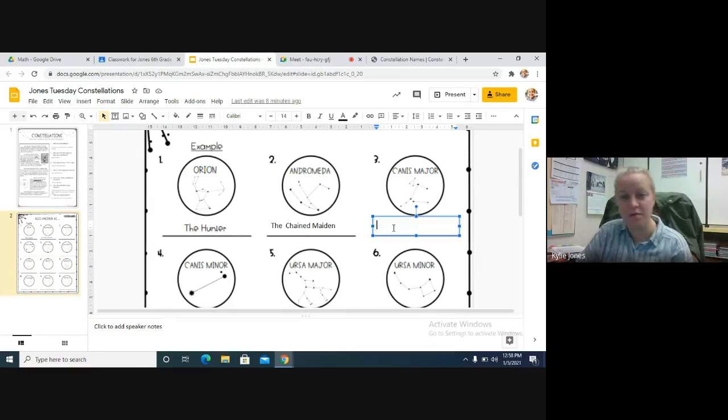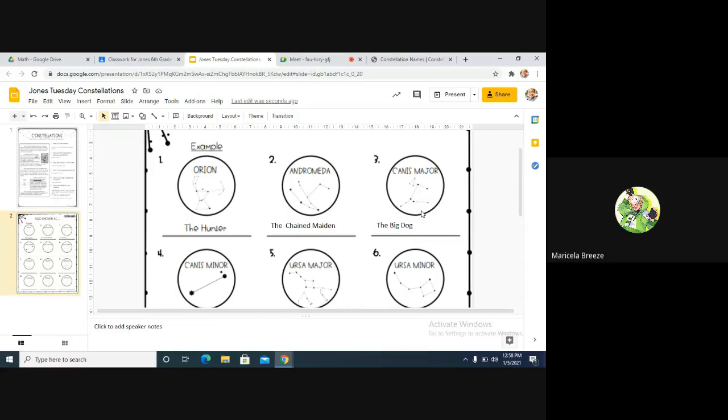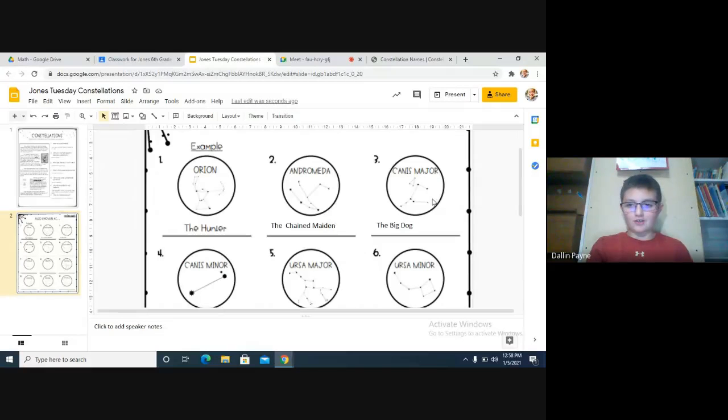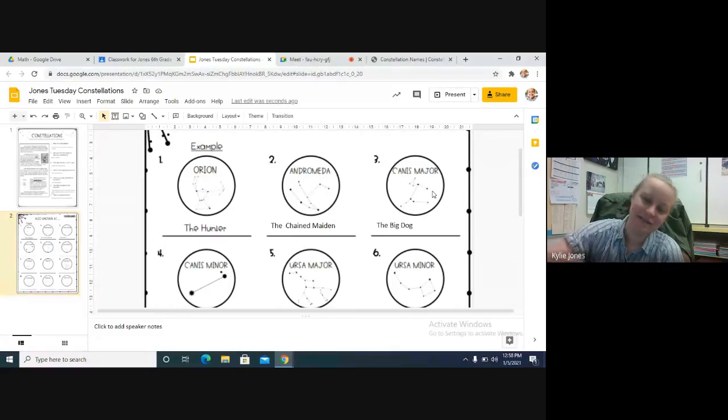Alrighty, so for number 3, Canis Major. What did you guys get for what that is also known as? The big dog. A big dog. And then if you look at the picture, do you guys see a dog in it? Yeah. If you turn your head, I can kind of see a dog in it. I didn't even look at the pictures. Yeah, the pictures have the constellation in it. No, I just looked at it and started going. Yep. So as we do it, see if you can see what it says.